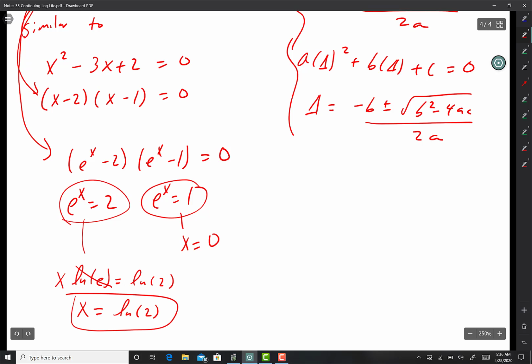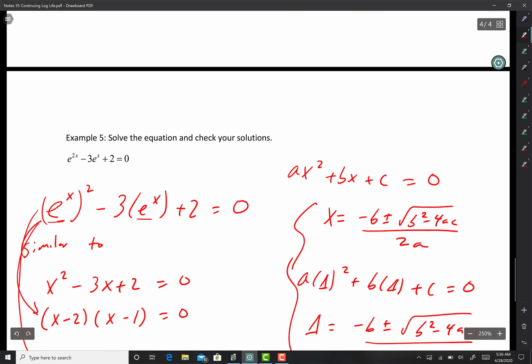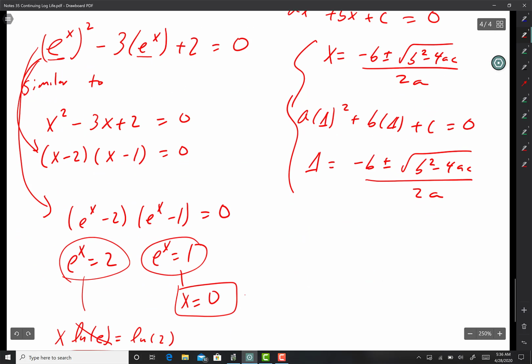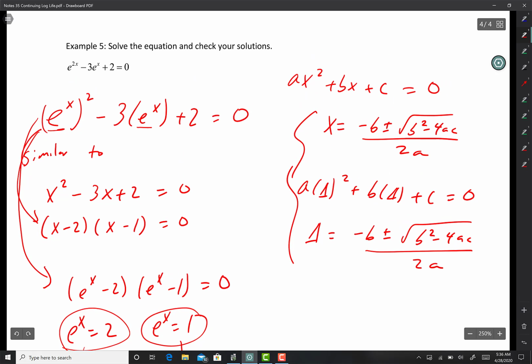Both of them will work, but let's figure it out. Let's come back over here. The 0 one will definitely work. E to the 0 is 1, 3 e to the 0 is another. Well, e to the 0 is 1, so you get 1 minus 3, which is negative 2, plus 2 is 0. So the 0 one definitely works. And the ln 2 one's going to work as well. You'll see right here, guys.